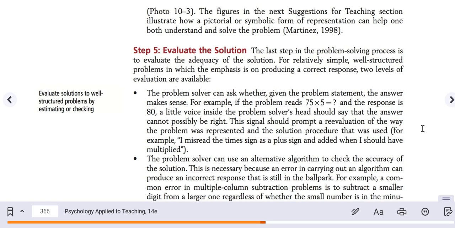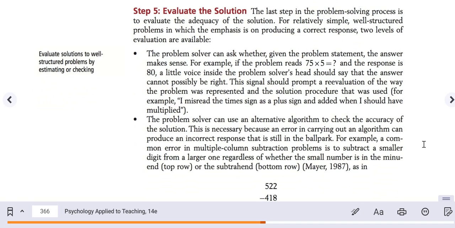For example, if the problem reads 75 times 5 equals, and the response is 80, a little voice inside the problem solver's head should say that the answer cannot possibly be right. This signal should prompt a reevaluation of the way the problem was represented and the solution procedure that was used. For example, I misread the times sign as a plus sign, and I added when I should have multiplied. The problem solver can use an alternative algorithm to check the accuracy of the solution. This is necessary because an error in carrying out an algorithm can produce an incorrect response that is still in the ballpark.